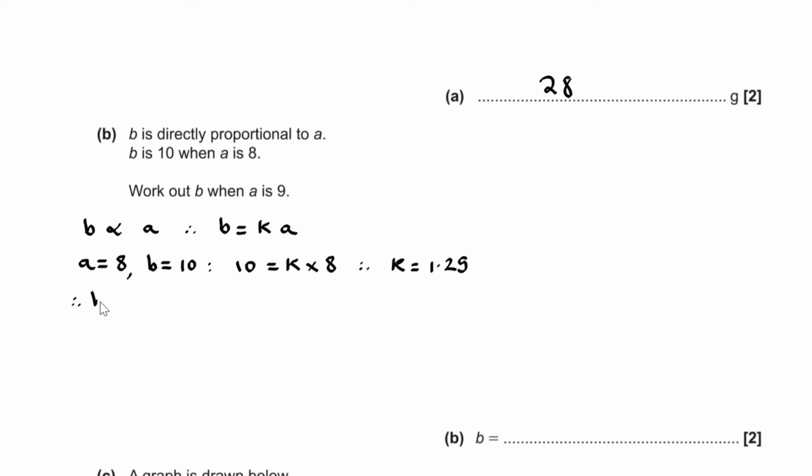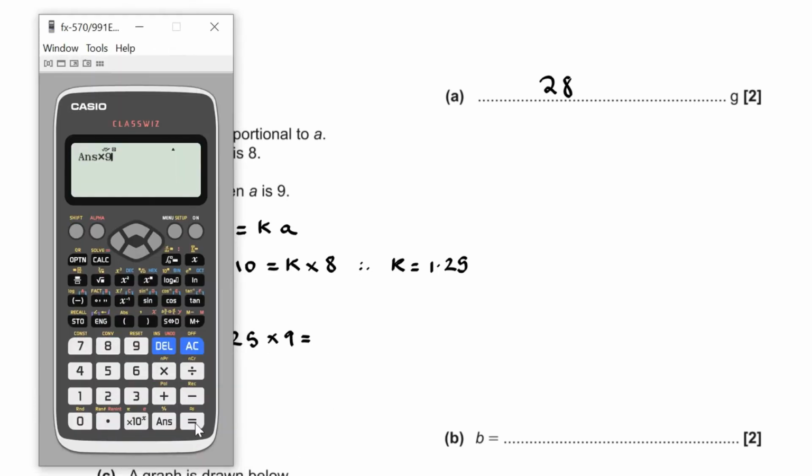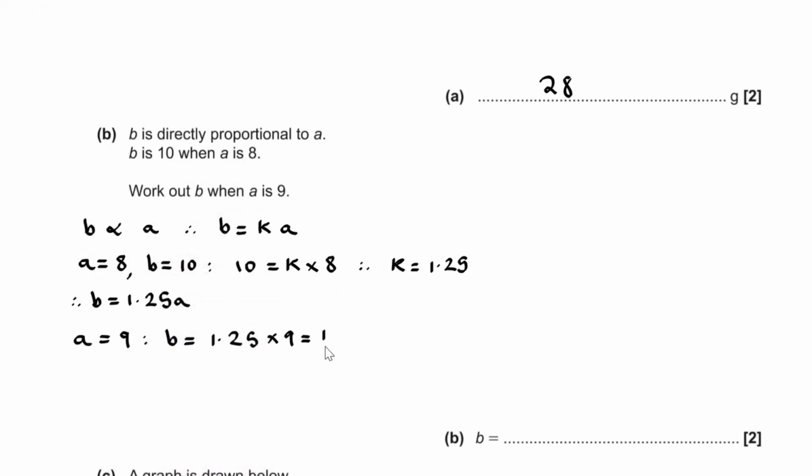So therefore, B is equal to 1.25 A. And when A is equal to 9, B is equal to 1.25 times by 9. So if I times this by 9, we get 11.25. So therefore we get 11.25.